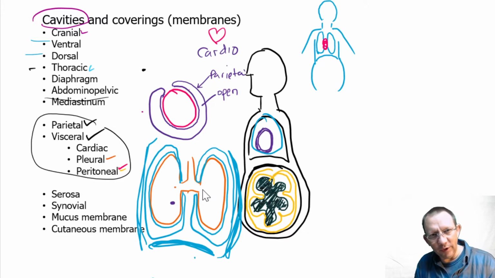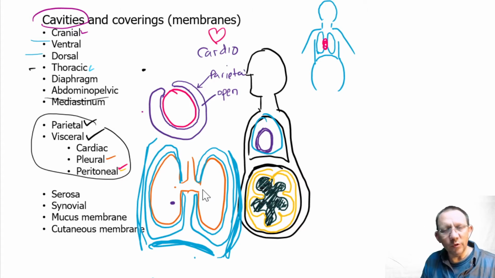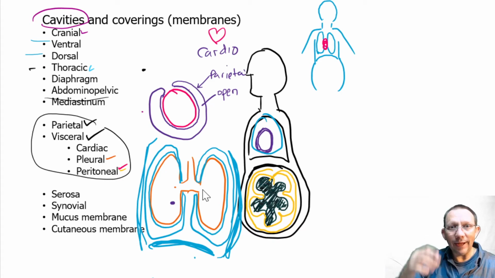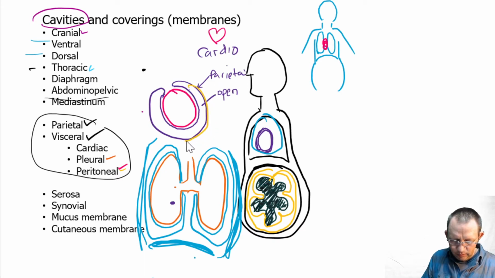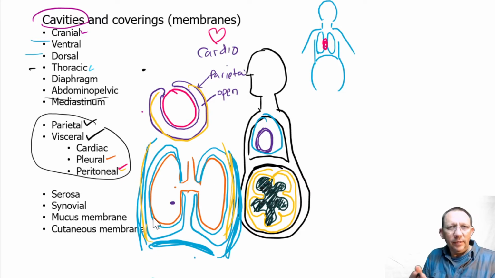So we have these different layers in here, and they're important to know. For some reason, some books really want to hammer them in on you, which is fine. I mean, you got to learn the stuff. So remember that parietal is on the inside wall. So you can see through here, this is the wall. Or say in the lungs, here's the rib cage, right? That's the inside wall. And parietal means wall, right?